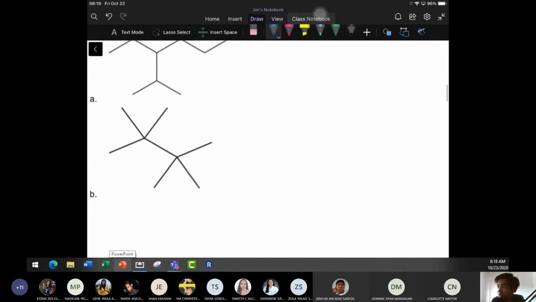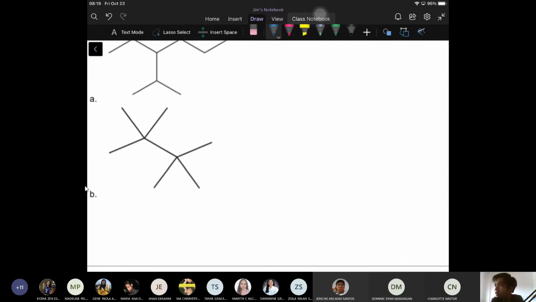Itong letter B naman yung gagawin ko. So, ito. Dito sa zigzag na to, ilang carbon yan? 1, 2, 3. May 4 na carbon doon. Tapos, at the second carbon from the left, may 2 carbon attached to it. Sa third carbon from the left, may 2 carbon din attached to it. So, ipakita natin yan sa skeleton. So, ito munang 4 dito. Itong 1, 2, 3, 4.